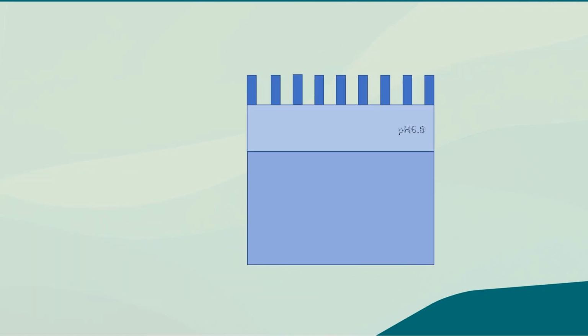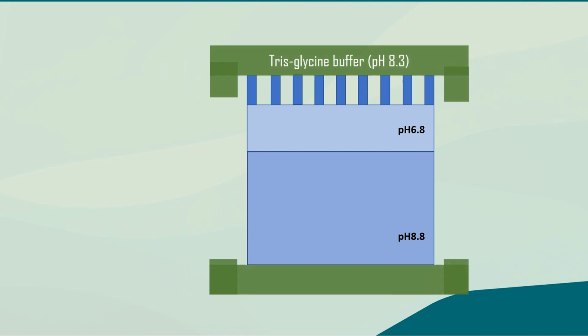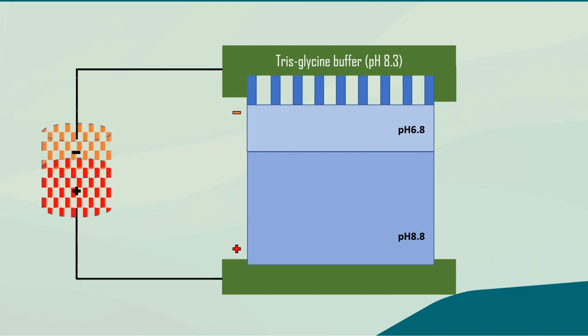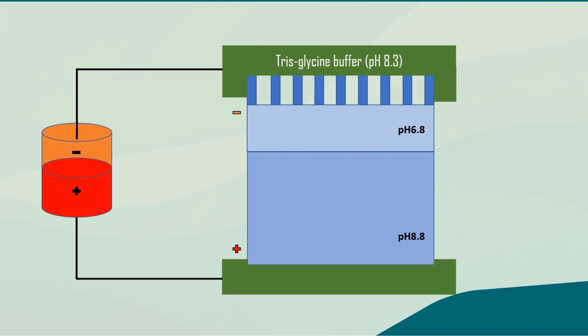This is the SDS-PAGE gel containing upper stacking gel, pH 6.8, and lower resolving gel, pH 8.8. The gel is submerged in a buffer tank containing Tris-glycine buffer with a pH of 8.3. To initiate the gel run, it is connected to a power supply with the positive electrode at the bottom of the tank and the negative electrode at the top.